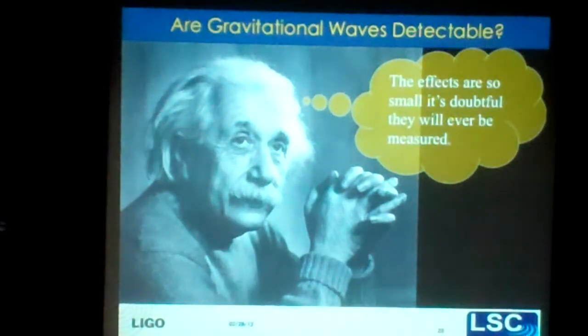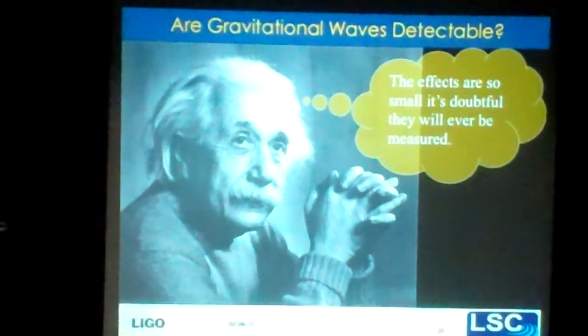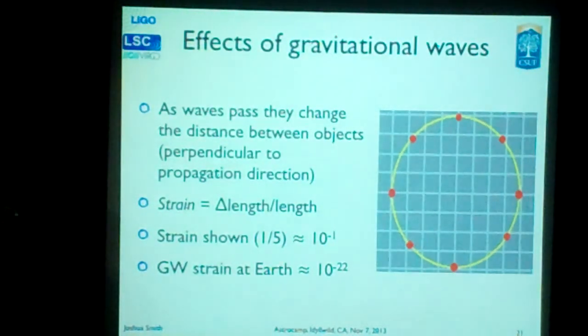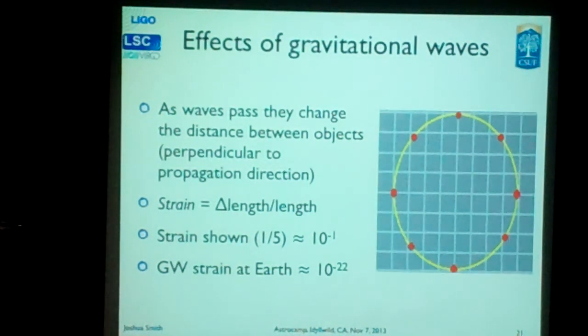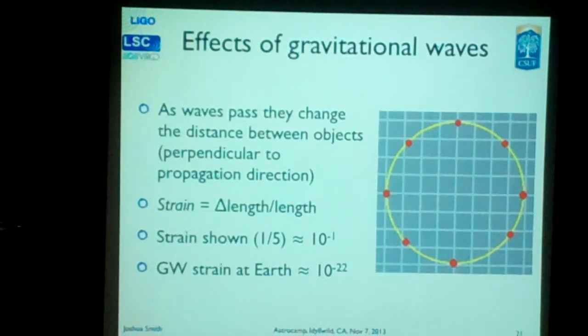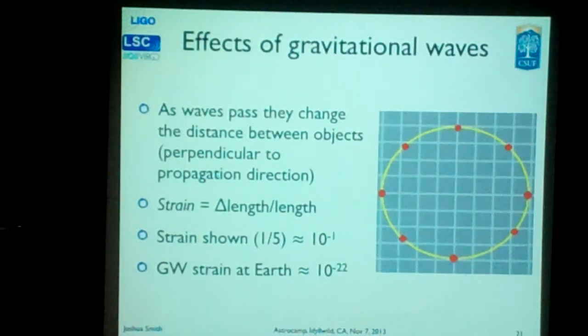And to explain why Einstein was such a pessimist about this, we have to look at what effect gravitational waves cause. So I said that they're ripples in space-time. Space-time is the 3 space dimensions and 1 time dimension all rolled up together. So if you cause ripples in space-time, you change distances. And so as a gravitational wave passes, it changes the distances between objects.